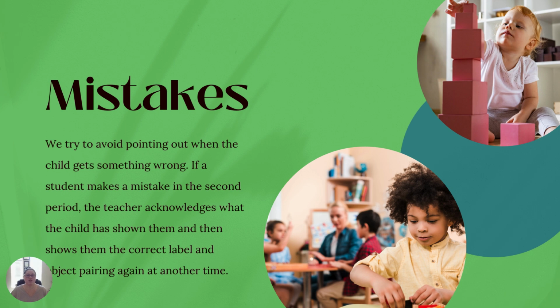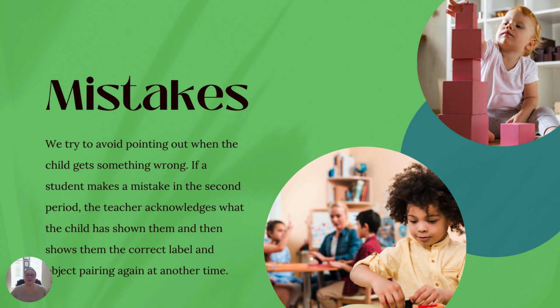In general, when teaching something new in Montessori, we try to avoid pointing out when the child gets something wrong. If a student makes a mistake during the second period or the third, the teacher just acknowledges what the child has shown them. That's the red ball. And then shows them the correct label and object pairing again at another time. We want students to be confident in their abilities and motivated to keep trying.